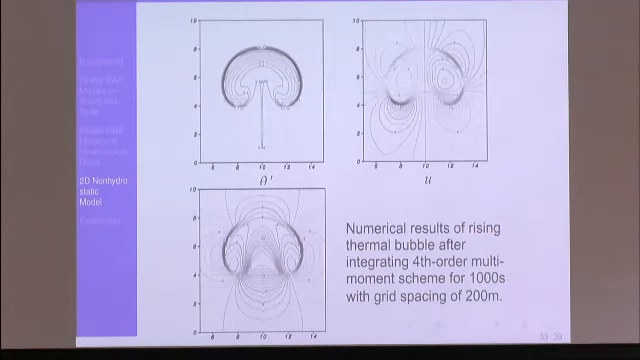First one, the rising thermal bubbles. This is for potential temperature perturbation, velocity in horizontal direction, and velocity in vertical direction. All these results are calculated by the first order model. Very symmetric structures are perfectly reproduced. So the results seem good and reasonable.